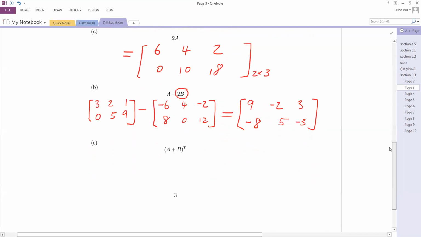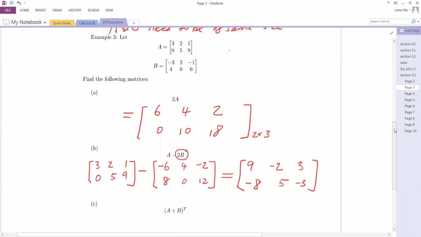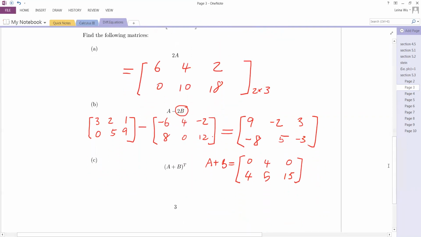The last one, what's A plus B transpose? Gotta add them up first. Yep, first of all, let's do A plus B. So A plus B is 0, 4, 0. So you just add, right? Add the corresponding elements, 0, 4, 0. And next will be 4, 5, 15. Correct? Yep. For A plus B.